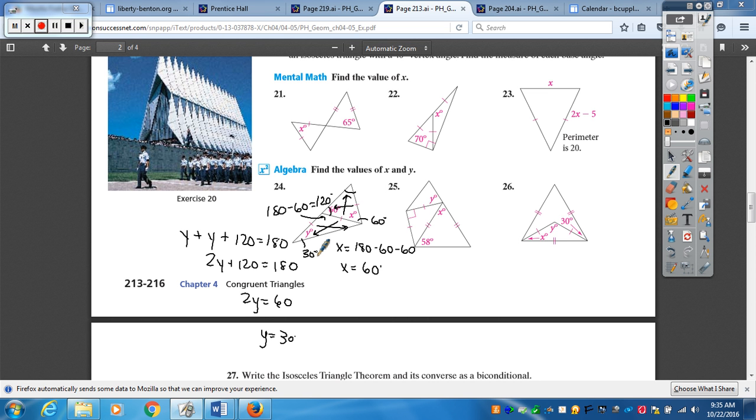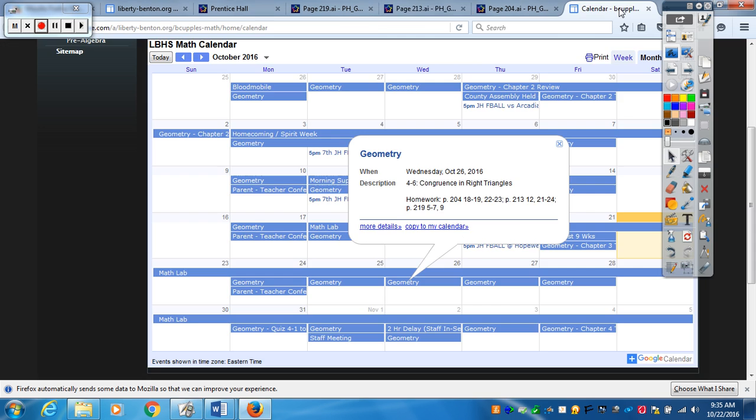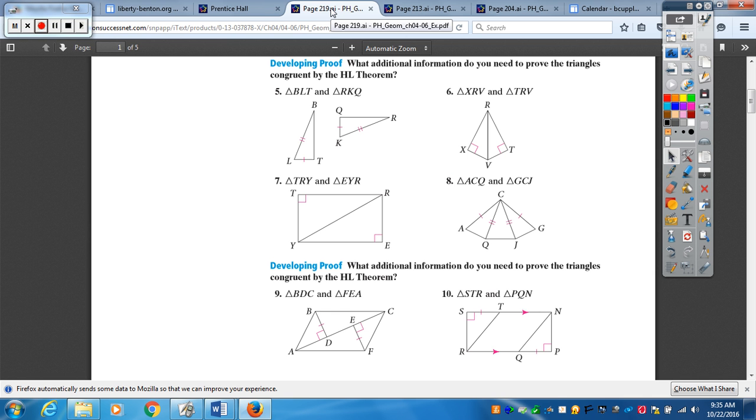All right, let's see here. I like it. That's good. Let's go on to the last section of homework here. We also had page 219, 5 to 7 and 9. 219, 5 to 7 and 9.